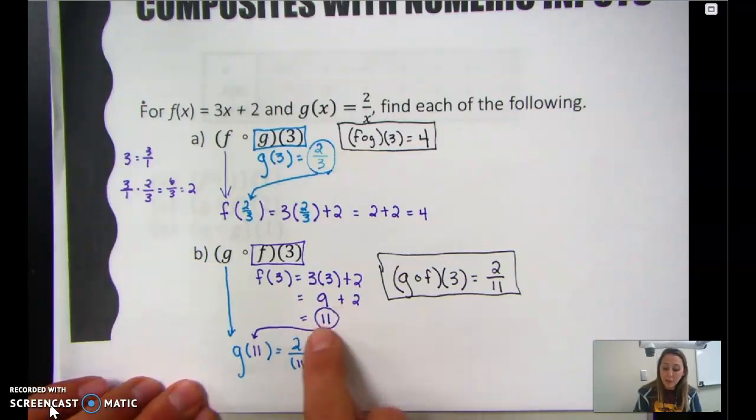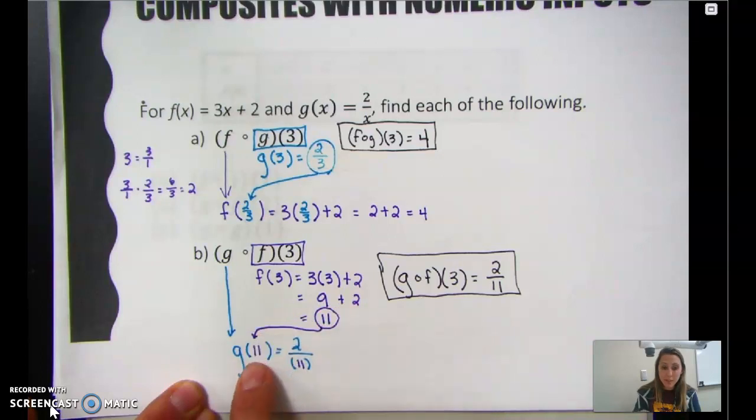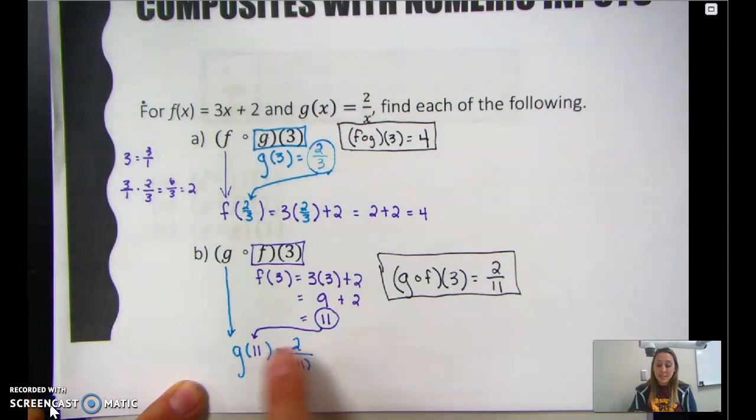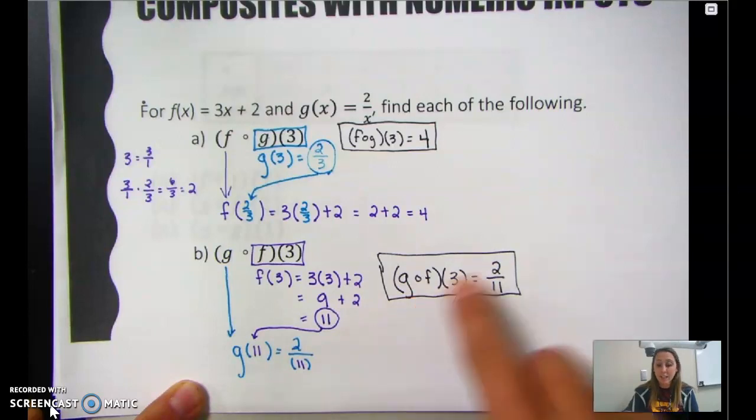Now I take that new input, because that's my output for this one. It's going to be my new input for this one, and I stick it in the outside function, which is my g function. There's nothing left to simplify, so 2 over 11. So my final answer for g of f of 3 is 2 over 11.